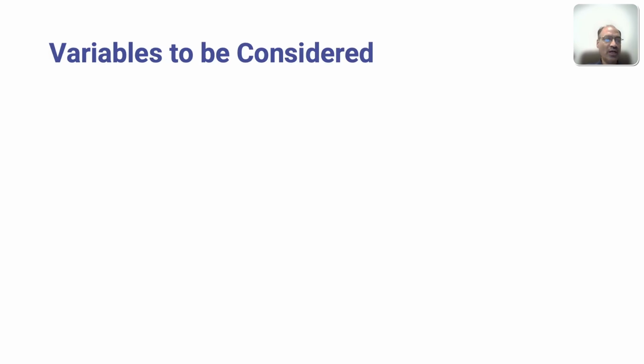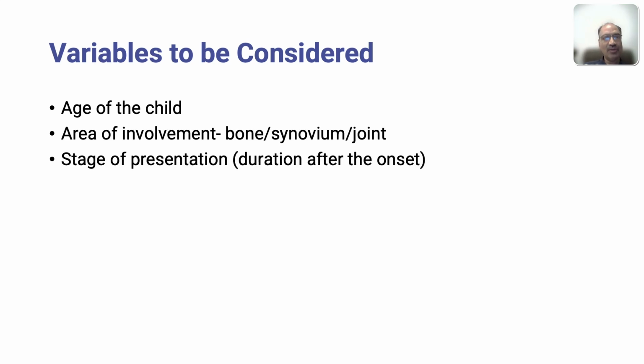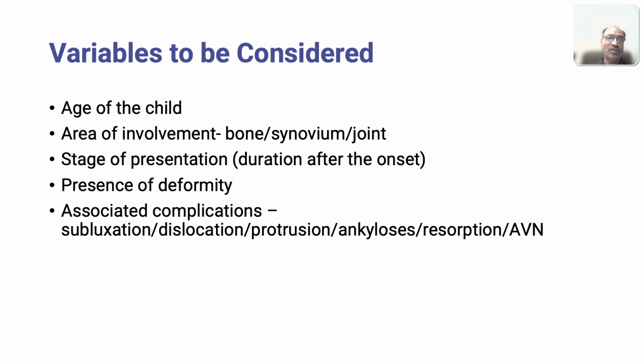It's very important to understand that every case of tuberculosis cannot be managed the same way. There are various variables: the age of onset, the age at presentation, the stage of the disease, the area of involvement, the duration, and whether bone, joints, or the synovium is involved. Then there is the presence of deformity, or associated complications, whether subluxation, dislocation, or any other advanced complication.